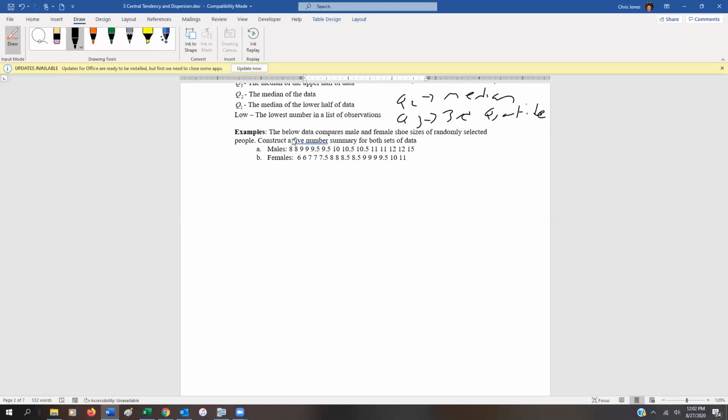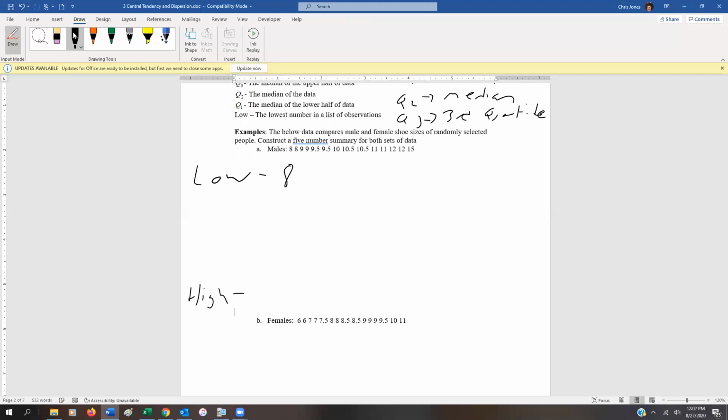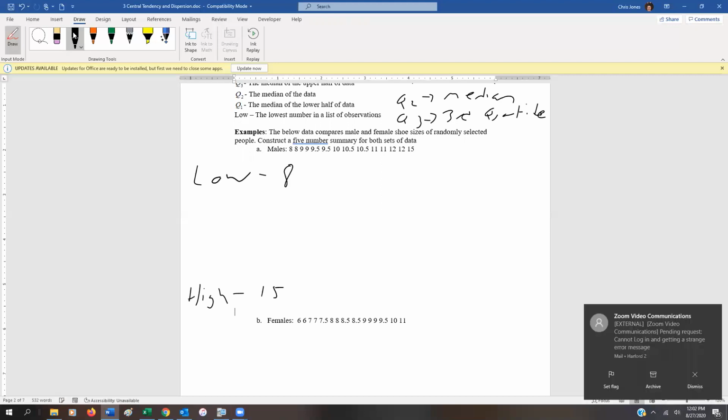We have female and male shoe sizes, and they're randomly selected. We're asked to find a 5-number summary for both of these. Really easy are the low and the high. I'm just looking at the male data. The low for the male data is 8. The high for the male data is 15. Nice and easy.